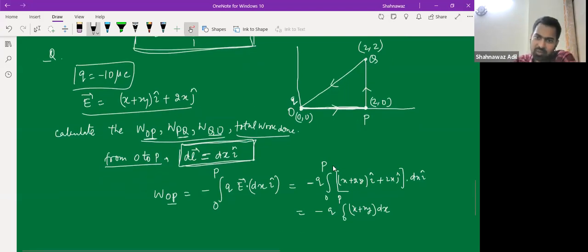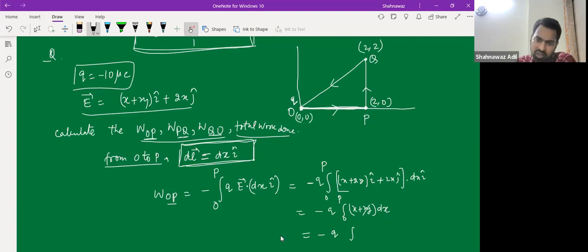And you guys tell me that in this direction, y is what? It's null. This y is 0. So this part cancels out, and I have only this integral, from O to P. So dx is the integral that we are taking with respect to.